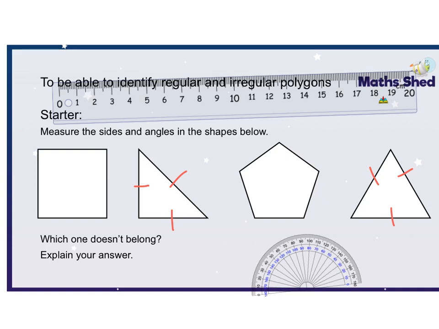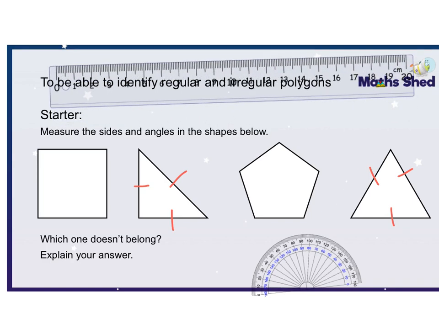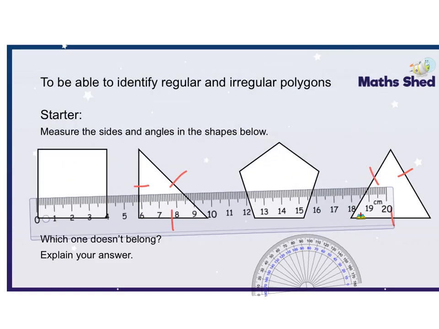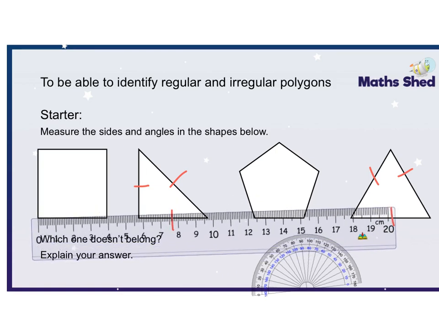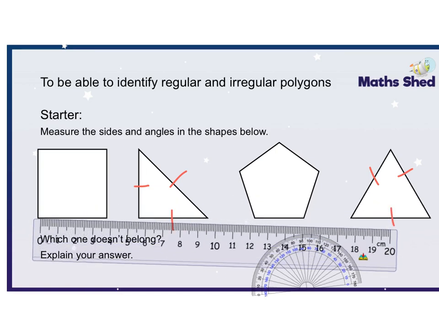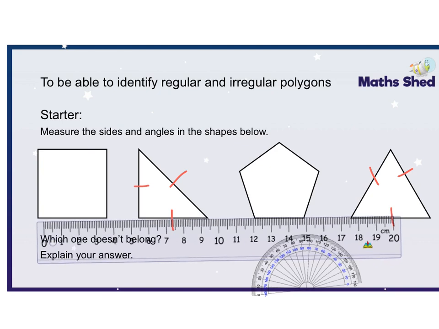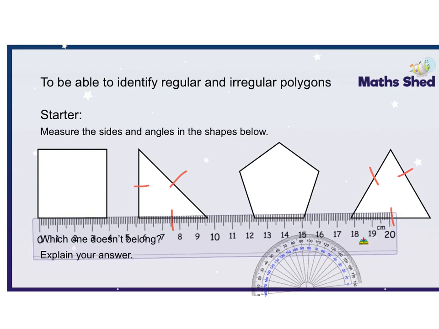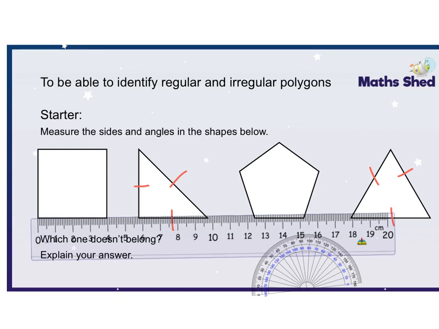So this question asks us to measure the sides and angles in the shapes below. Which one doesn't belong? Explain your answer. On Seesaw you will have a ruler and a protractor if you need it today. So here's my ruler. First thing I'm going to do is measure the sides of this square. Remember, with our rulers we start at 0. Trying to move mine to 0, there it is. I can see that the square measures 4 centimeters.